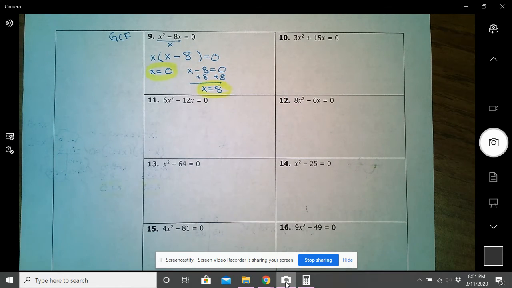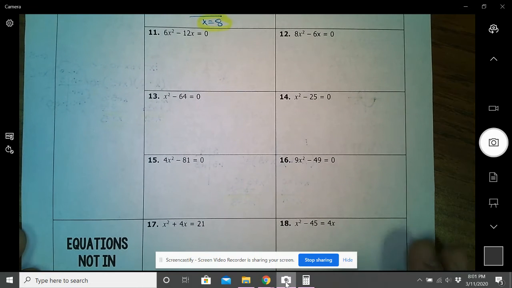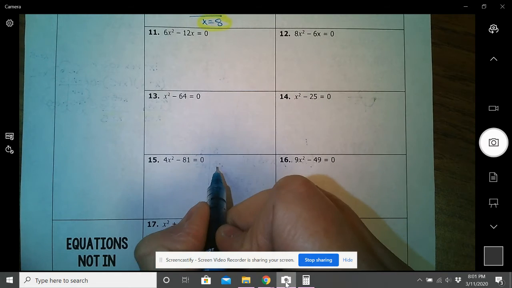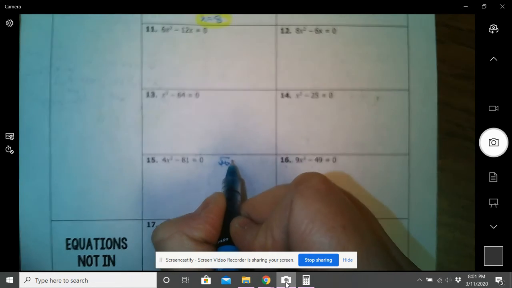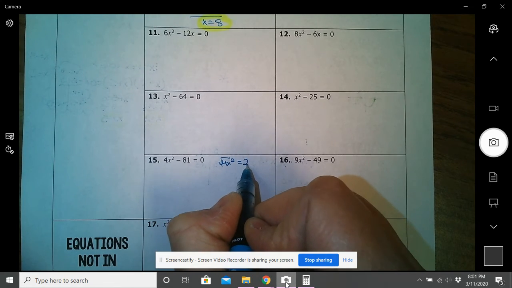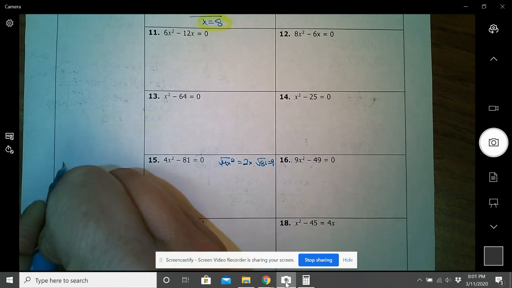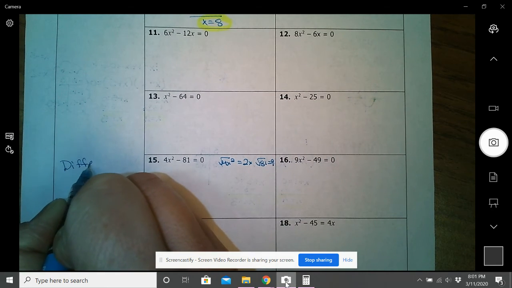Let's do a difference of squares problem. Take a look at number 15. This is a minus sign in the middle, and there's two squared values on either side. These are perfect squares. I can take the square root of 4x squared and get 2x, and we can take the square root of 81 to get 9. So this is a difference of squares problem.